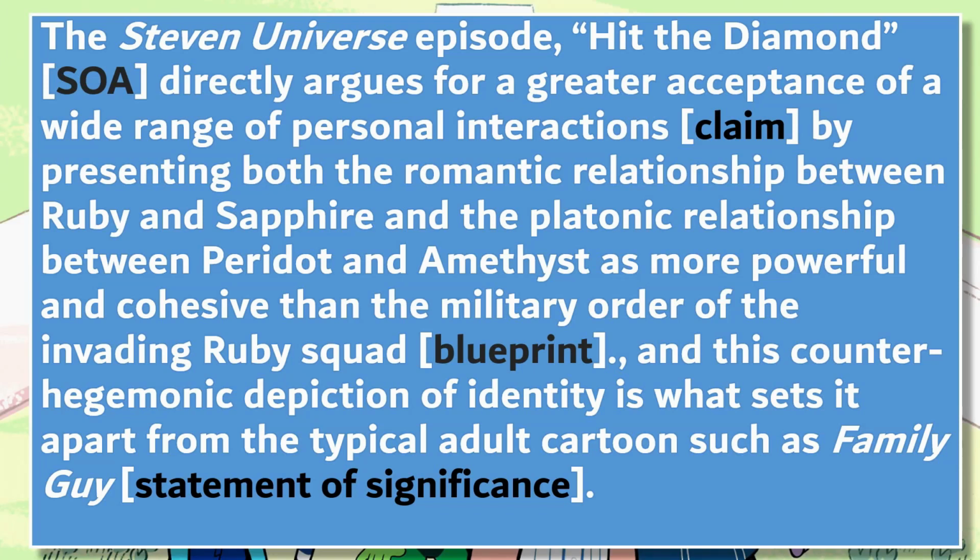What does it do? It directly argues for a greater acceptance of a wide range of personal interactions, claim, by presenting both the romantic relationship between Ruby and Sapphire and the platonic relationship between Peridot and Amethyst as more powerful and cohesive than the military order of the invading Ruby squad. It's a long claim, but it's a complex episode. And that's why I spell out all those points.